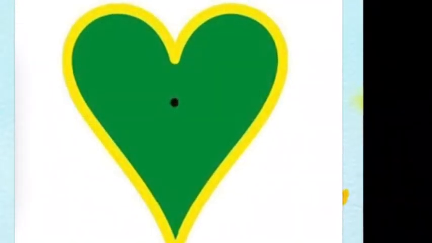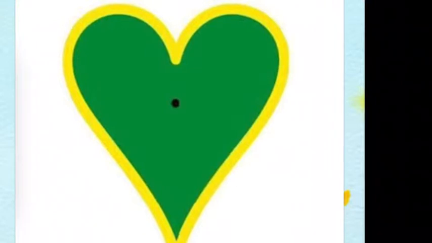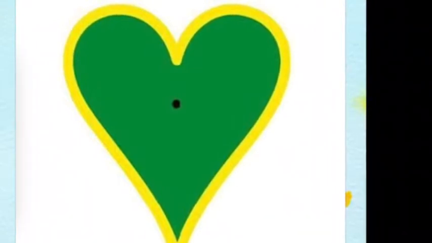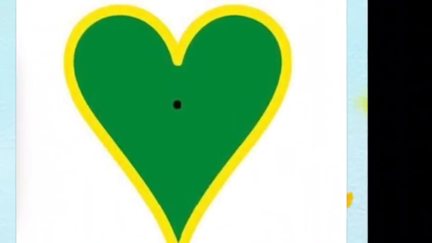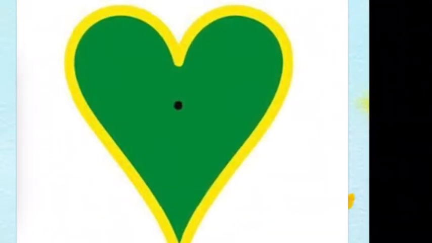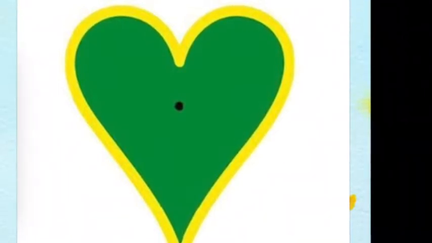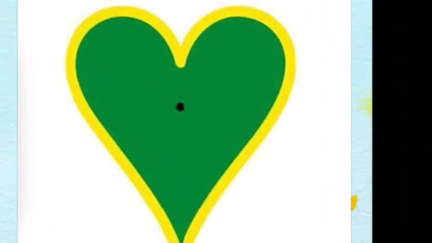Stare at the black dot for 30 seconds. Then look at a white piece of paper. The green and yellow heart should turn red and blue. This illusion is called the negative after image. This is caused by fatigue or the loss of sensitivity in receptor cells located on the retina.